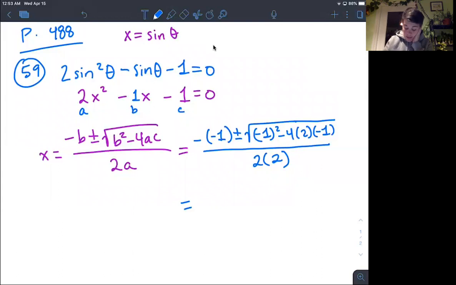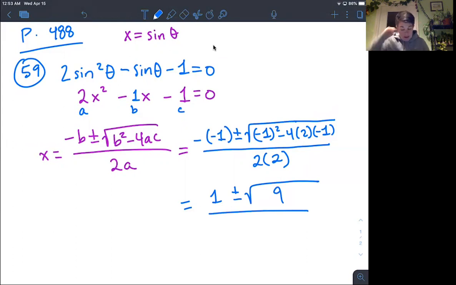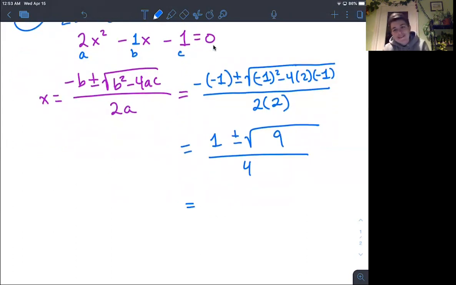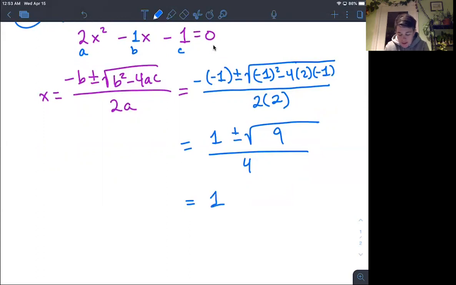So let's keep on. So -1, that's going to be +1, plus or minus. So -1 squared is 1. -4 times 2 is -8, times -1 is +8. So it's 1 plus 8. So it's just 9. You can also just type all that in a calculator and get it, and that's going to be all over 4. Y'all, what's the square root of 9? Easy. Plus or minus 3 over 4.